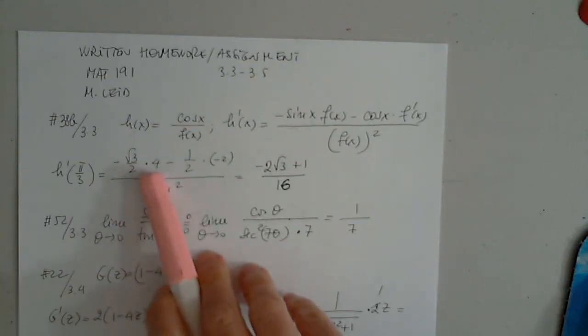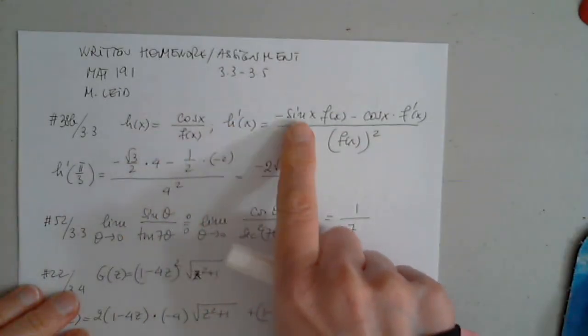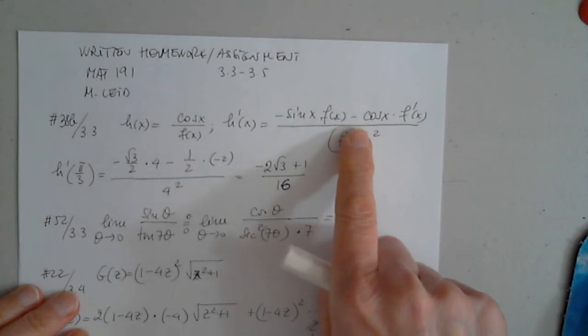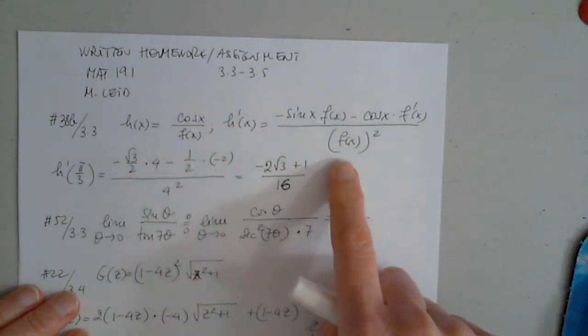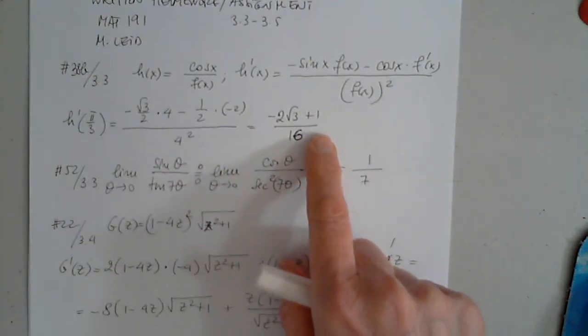So this is our last homework. We have to differentiate this quotient. Top function prime times the denominator minus the top function times the denominator prime, over the denominator squared. The numbers were given to us and we get this.